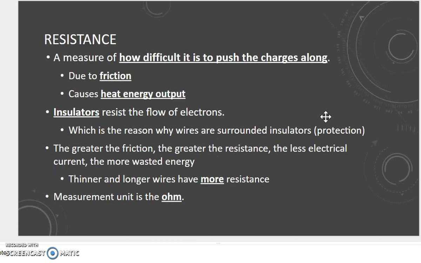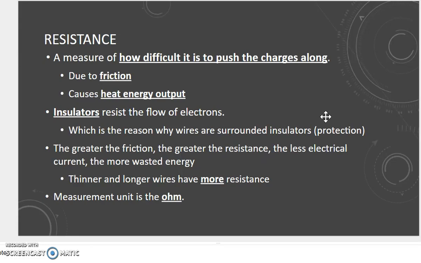All right, lastly, resistance. Resistance is the measure of how difficult it is to push the charges along. And this is due to friction. Just like in everyday life, when there is friction, there's heat involved. So oftentimes when there is resistance in electrical circuits, we can feel the heat coming from it. We notice this with our computers and our cars. We can tell when they are aging and not working quite as well.